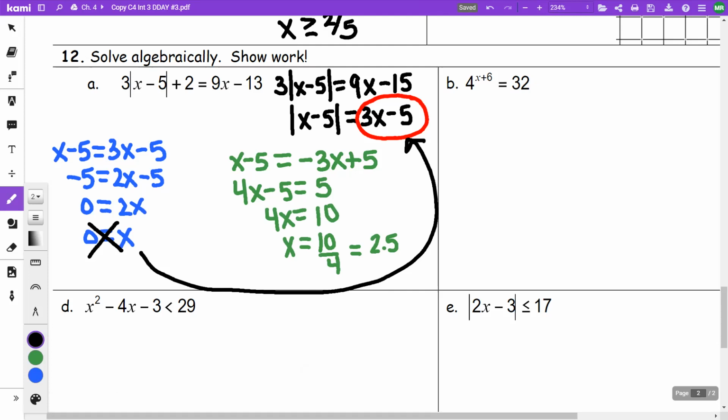2.5 is not going to make it negative. It's going to make it a positive. So this 10/4, 5 halves, or 2.5 is my answer.